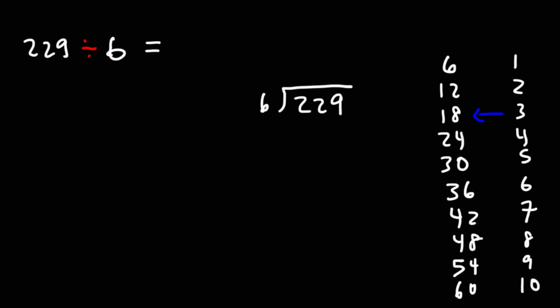Well, that's going to be 18. 6 goes into 18 3 times. 6 times 3 is 18, and 22 minus 18 is 4. Now, 6 doesn't go into 4, so we got to bring down a 9.